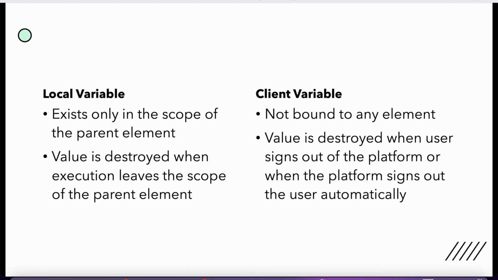A local variable exists only in the scope of the parent element. So a screen, for example. Now, when the execution leaves the scope of the parent element, the value of the local variable will be destroyed. Client variable, on the other hand, is not bound to any element. The only time that the value is destroyed is when the user signs out of the platform or when the platform signs out the user automatically.